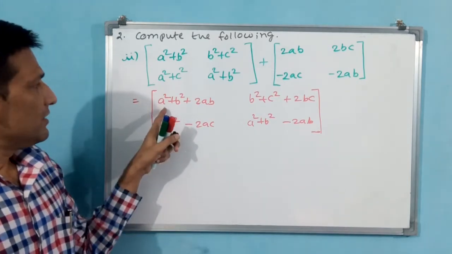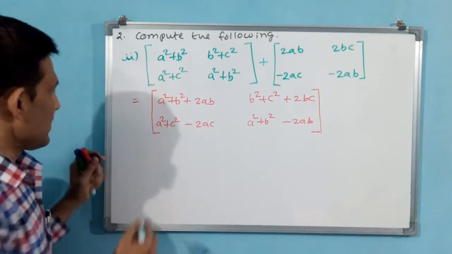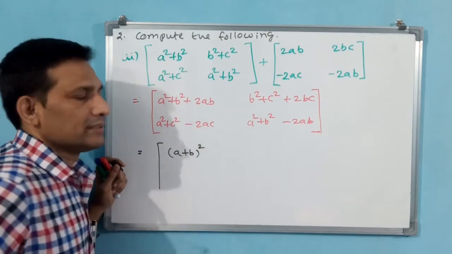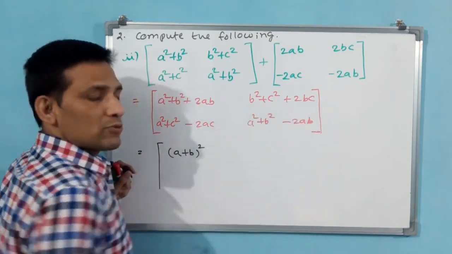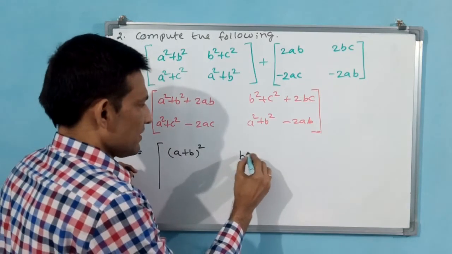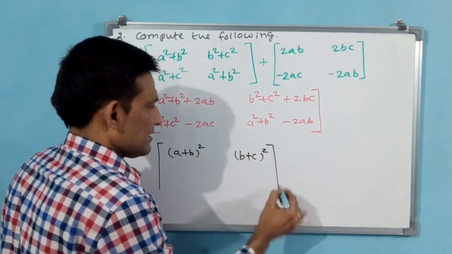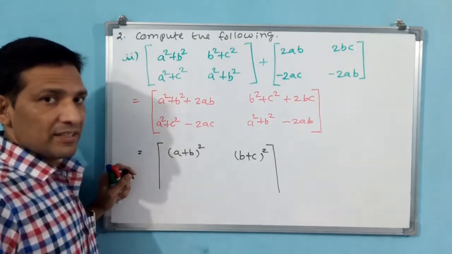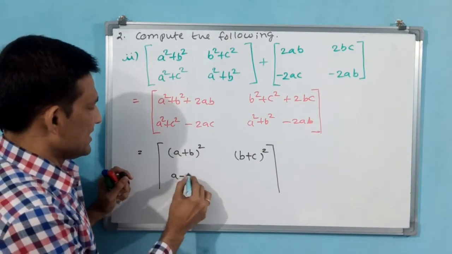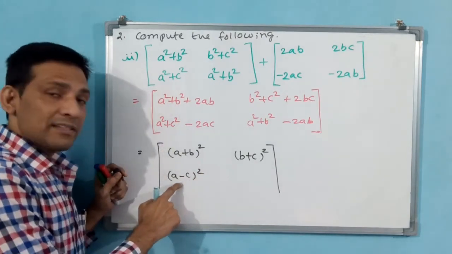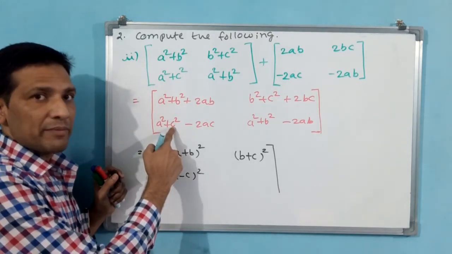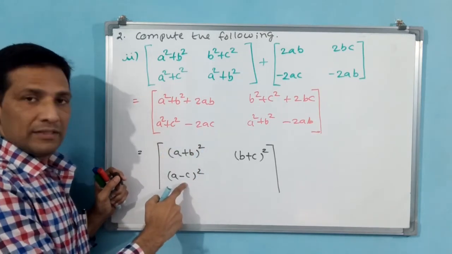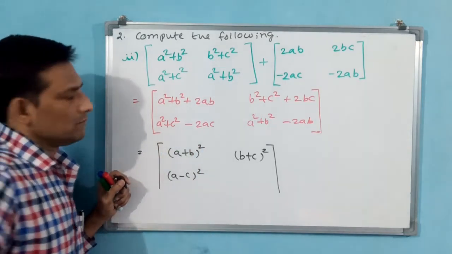But if you observe carefully, A square plus B square plus 2AB is A plus B whole square, right? B square plus C square plus 2BC means B plus C whole square, right? A square plus C square minus 2AC means A minus C whole square. Why? Because C has got minus. While squaring both become plus only, but here minus is going to come for 2AC. Okay, A minus C whole square.